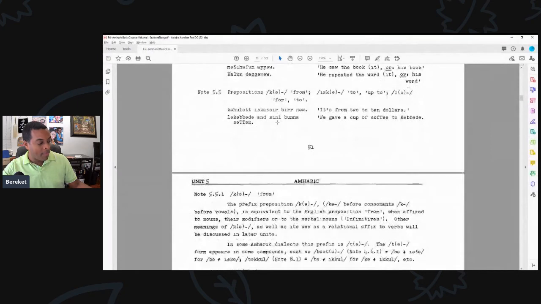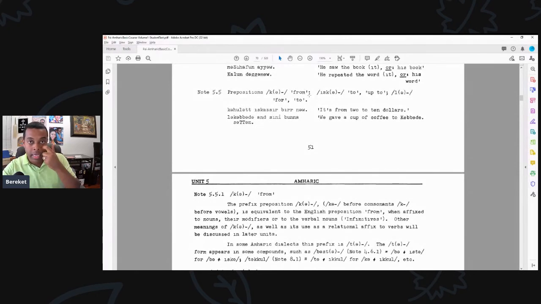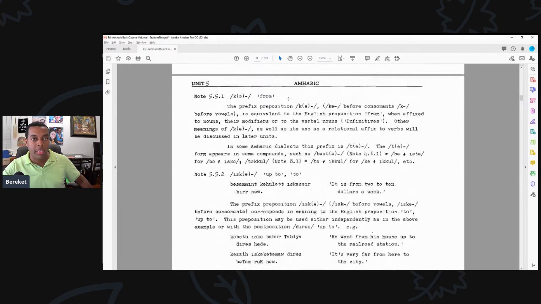Next is 5.5. This is where there are three prepositions mentioned. You have ka, which means from, iska, which is to or up to, and then la, which is for or to. And these can be used separately. Ka and iska sometimes are used together.